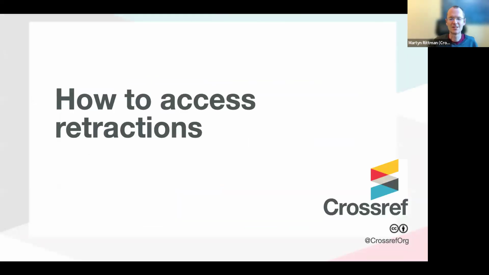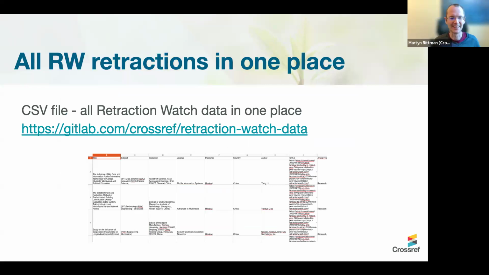Okay, yeah. So just talking about how to access retractions, and there's two ways that we can do this. So yeah, you can move on again now. Sorry, thanks. So there's two places that you can access the Retraction Watch retractions, and the first is in a single CSV file.